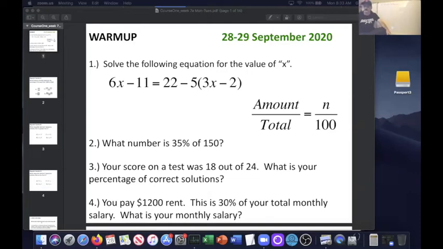Okie dokie. So here's some review problems. The first one, we have a distributed property on the right, and we're also going to wind up with variables on both sides. And the next three are, again, percentage problems.